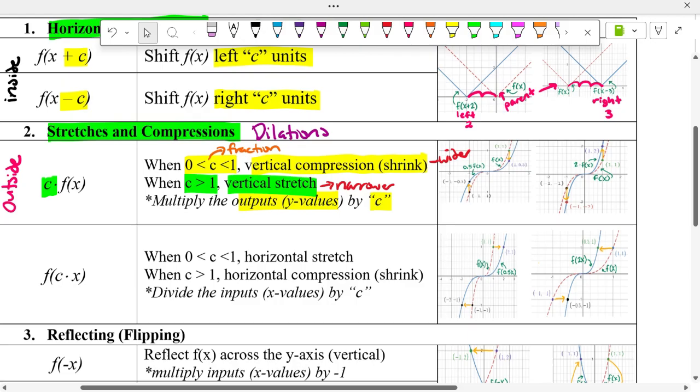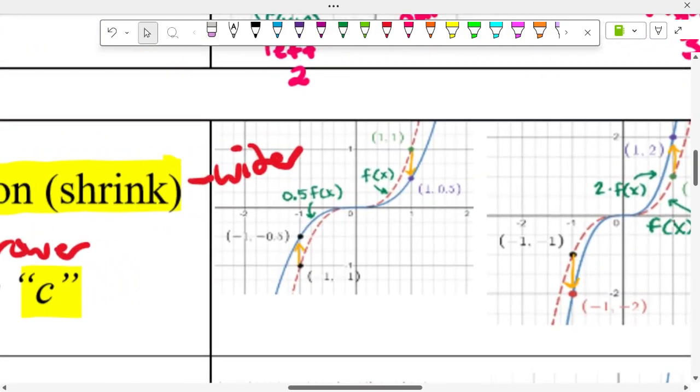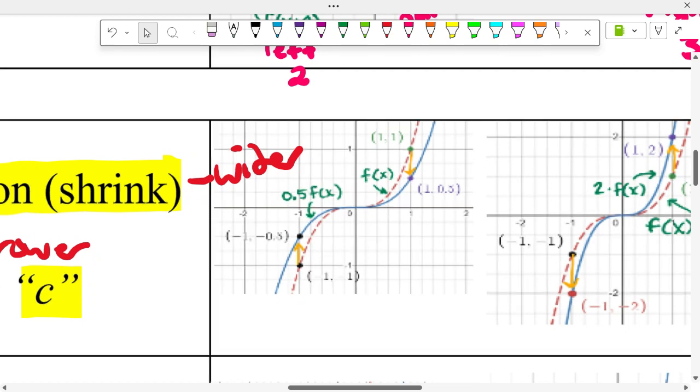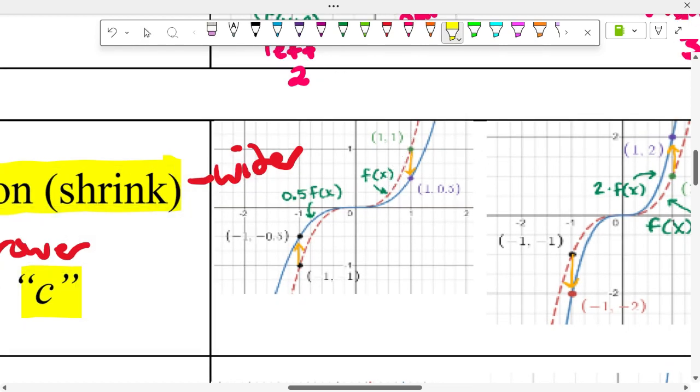All right. So if we look at these examples right here, f of x is this red line right here. I know it's a little hard to see. First off, what type of parent function is this? It's cubic. Good. So then they're multiplying by a half. So did that make the graph wider or thinner than the red one?